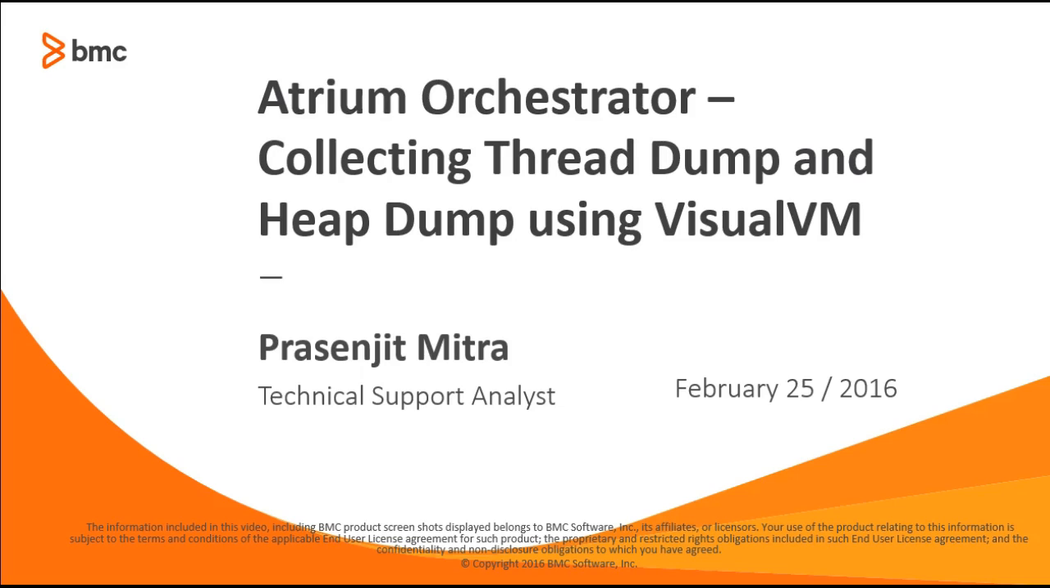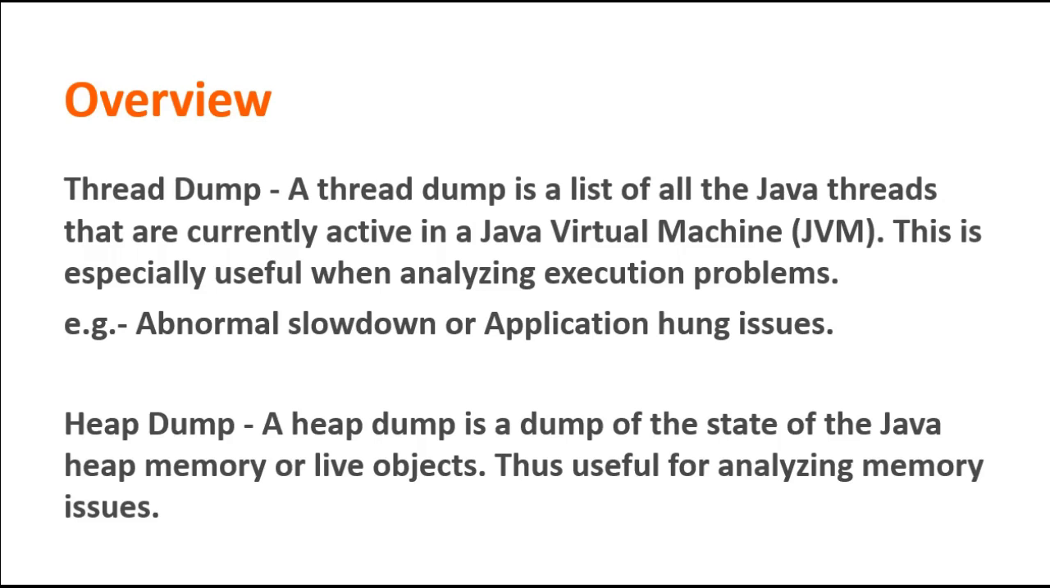Let's begin with what a thread dump and a heap dump are, and why we need them. A thread dump is basically the list of all the Java threads active within a Java virtual machine. It's a way of finding out what each thread in the JVM is doing at a particular point in time, and is useful for troubleshooting when the BAO application seems to slow down or hang when running under load.